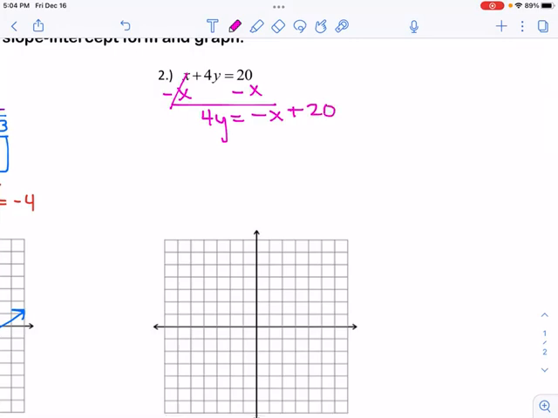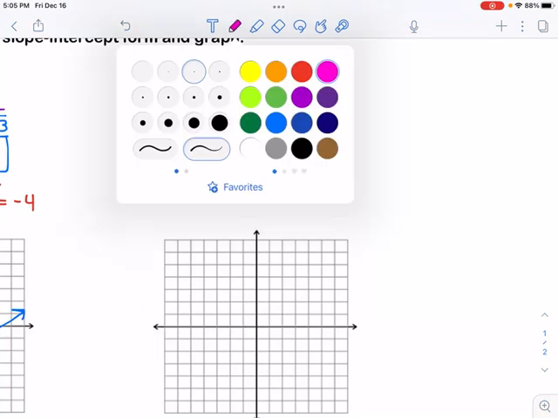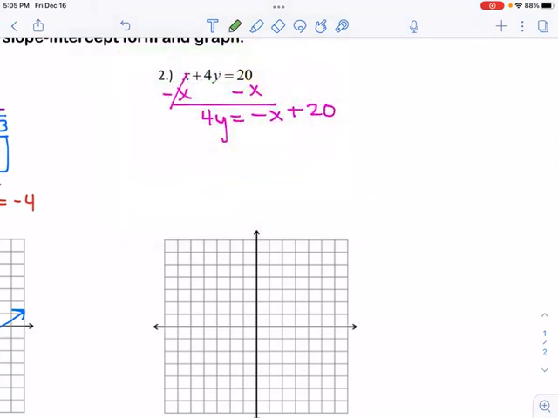We always want to put the x term first. Once we have the 4y equals negative x plus 20, we want to divide everything by 4. And we're going to be left with y equals, we want to rewrite negative x over 4 as negative 1/4 x. And then 20 divided by 4 is going to give me a positive 5.